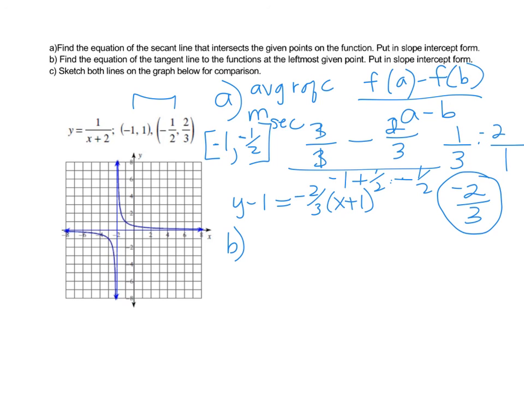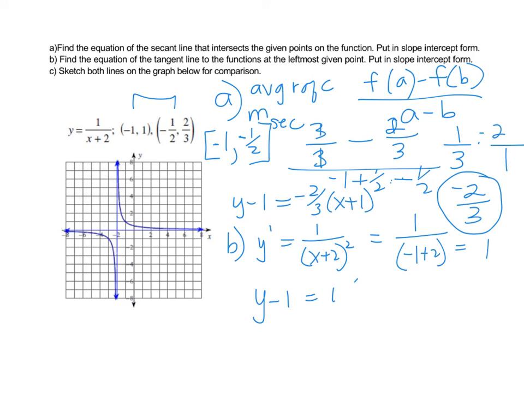All right, then B says find the equation of the tangent line with the leftmost point. Okay, instantaneous rate of change. So we already found that. That was from the previous screen. Y prime was 1 over x plus 2 quantity squared. And then leftmost point. So I'm going to put that negative 1 in for x. Negative 1 plus 2 squared is still just 1. So this would be y minus 1 equals 1 x plus 1. And then sketching the two. That's why they have you put it in slope-intercept form, is so that you can sketch it onto the graph.